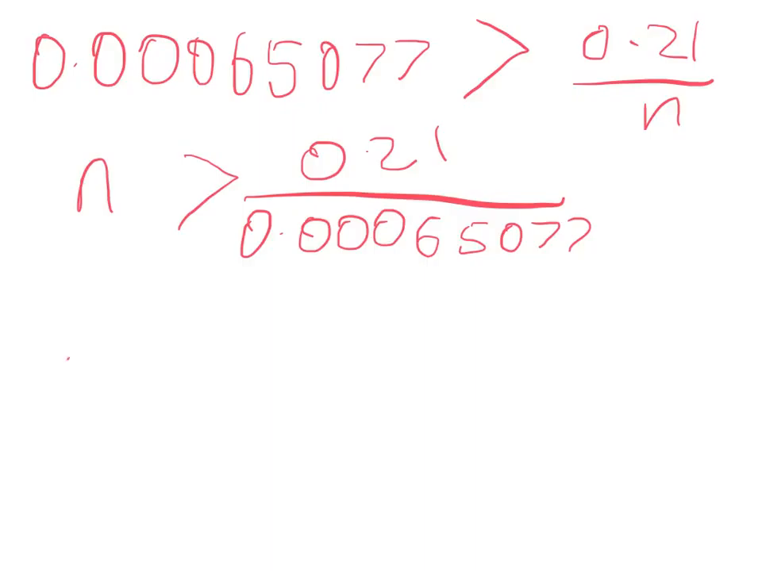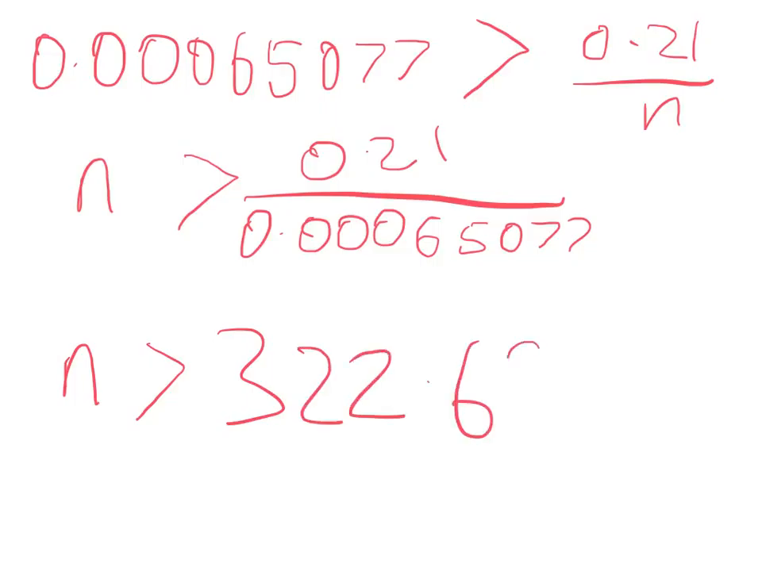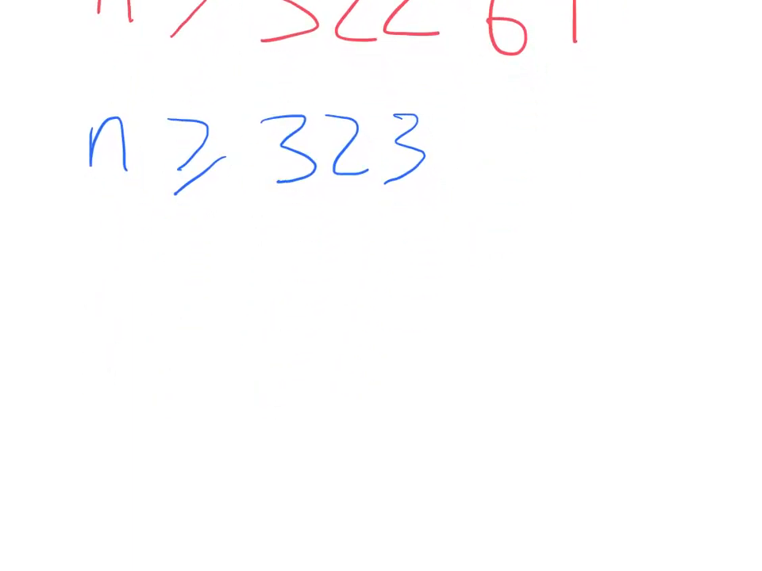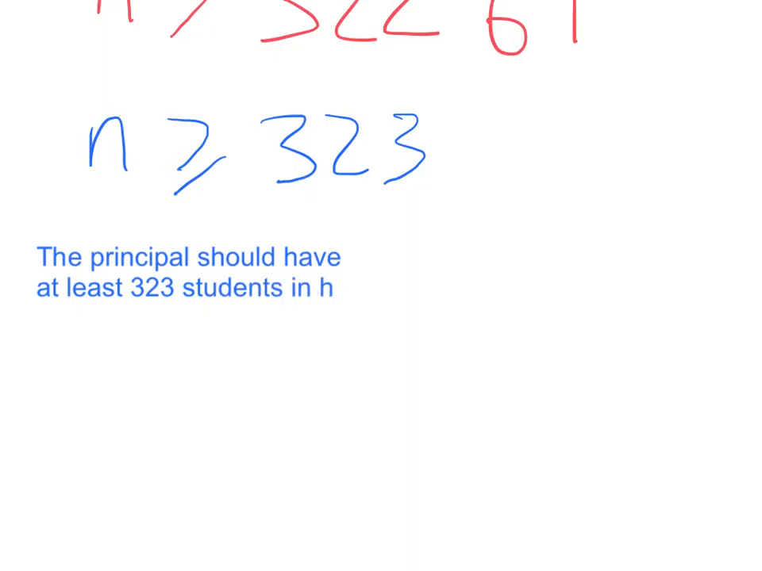And to evaluate that, n must be greater than 322.69. Now realistically we're not going to do a survey of 322.69 people because you can't have 0.69 of a person. So what we're going to have is n must be greater than or equal to 323. And then we write that out in context. The principal should have at least 323 students in his survey.